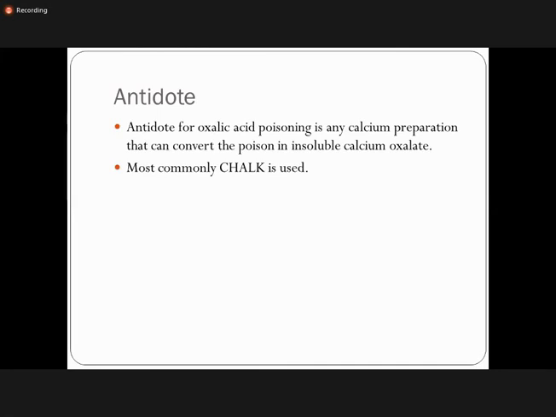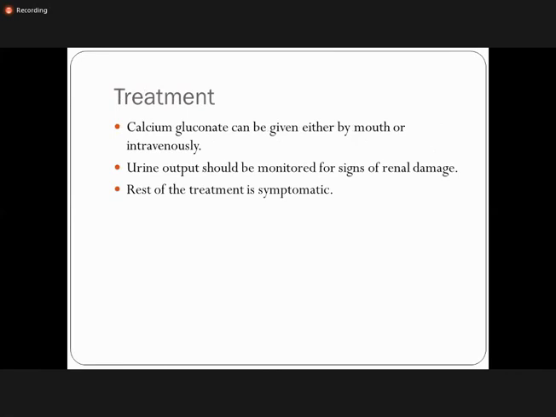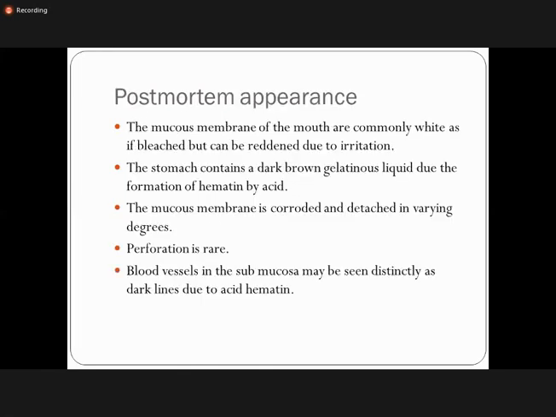Now, the main antidote for oxalic acid poisoning would be any calcium preparation. You know, oxalic acid loves to bind with calcium, right? So what we're going to do is provide them with calcium. Okay, most commonly chalk can be used. Chalk is not used in hospitals; remember that it's like an at-home treatment. In hospitals, we're going to be using calcium gluconate IV or by mouth. You need to monitor the patient's urine output. Why? Because there's renal damage, and the rest is symptomatic.